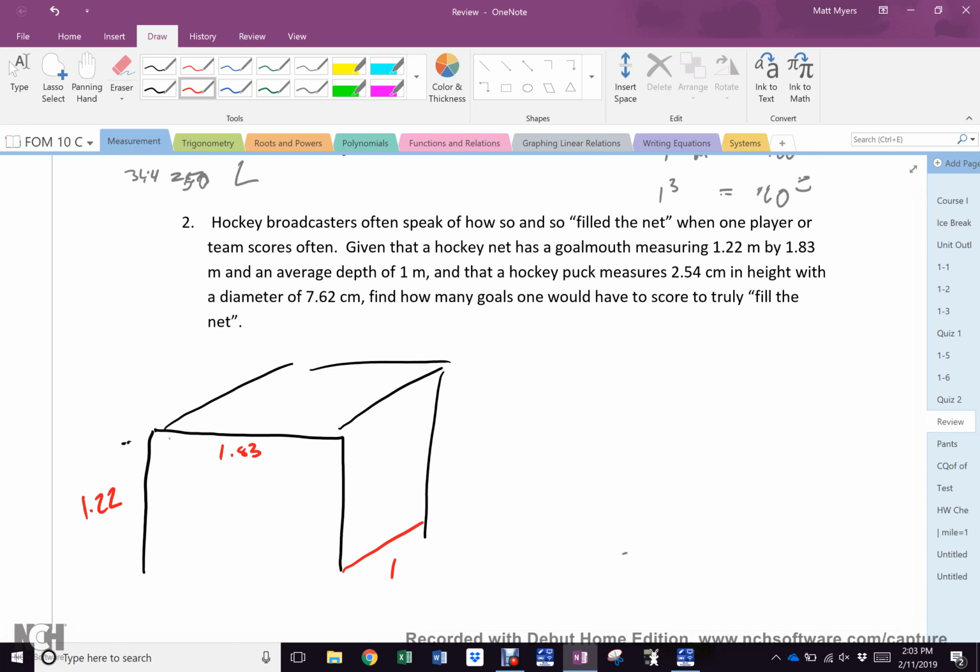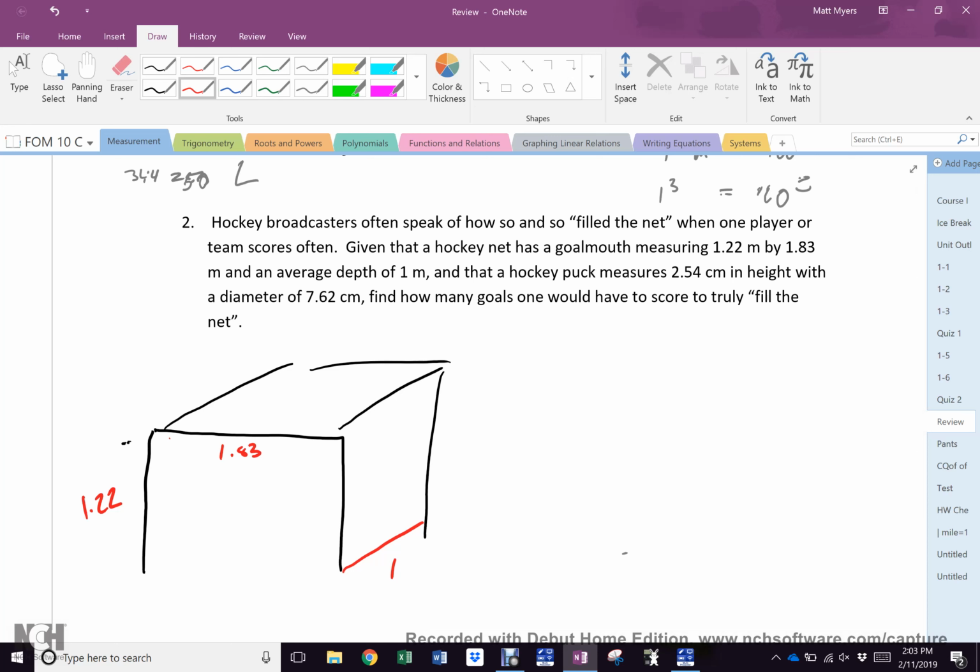Except, what shape is a puck? Circle. They are cylinders. So, can cylinders fill up a rectangular space? No. Why not? There's empty space. They leave empty space because cylinders are circles, yes?